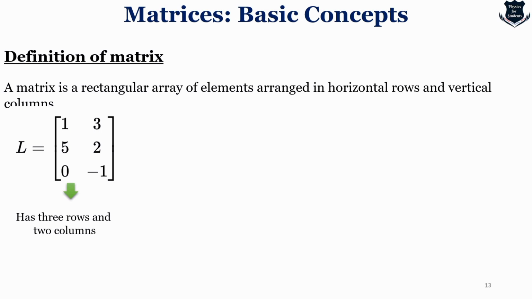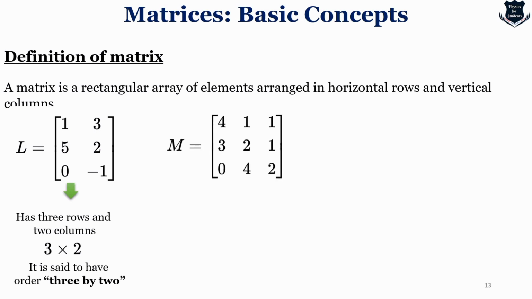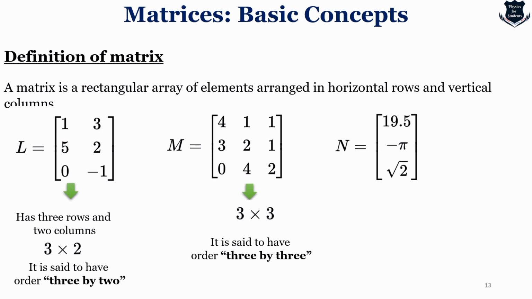The matrix here has 3 rows and 2 columns, right? And it is said to have order or size 3 times 2. So it is said to have order 3 by 2. By convention, the row index is always given before the column index. Now, if you get this kind of matrix, it has order 3 times 3, and it is called a 3 by 3 matrix. And then we get this one, which has order 3 by 1, and it is said to be 3 by 1.